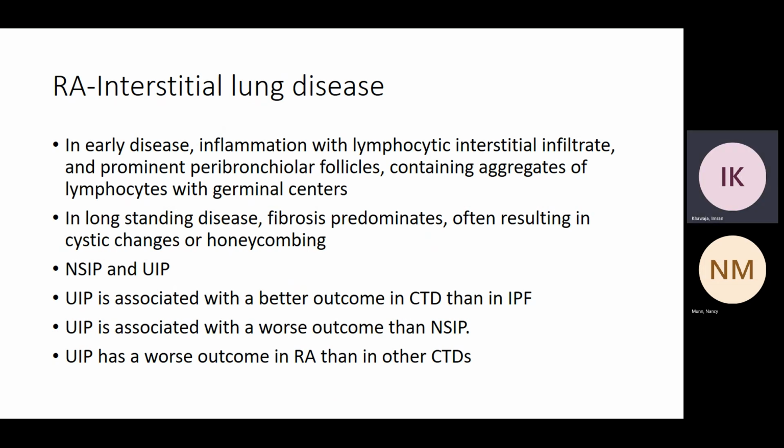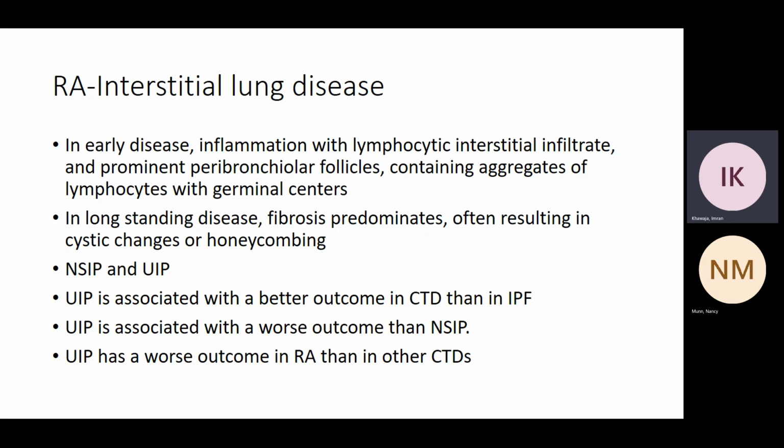Usually in early disease, in these patients, you see inflammation with lymphocytic interstitial infiltrates and aggregates of lymphocytes with germinal centers. But in long-standing disease, fibrosis predominates, often resulting in different changes like honeycombing and cystic changes, the things that we see in patients with IPF.